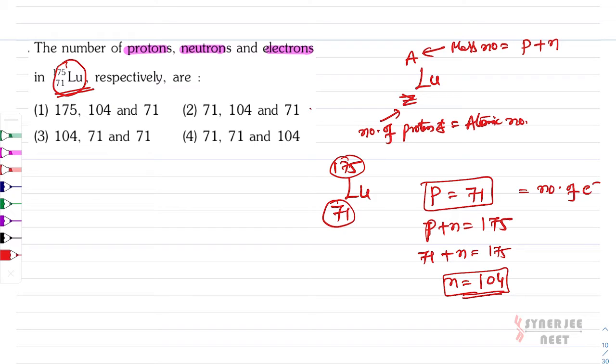First they are asking protons, so protons should be 71. Next they are asking neutrons, and neutrons will be 104. And third they are asking electrons, which is again 71. You have to see the sequence here, because 104, 71, 71 is there in the third option also, and in the fourth option also. But are you really going in the sequence they have mentioned? That is important. 71, 104, 71. So this is the right answer.